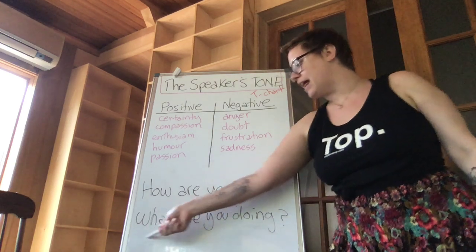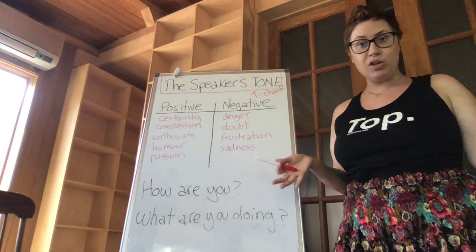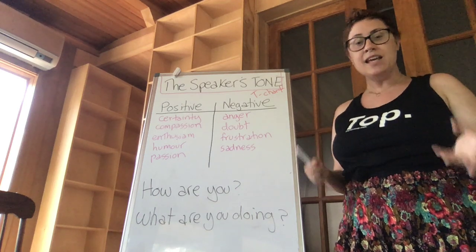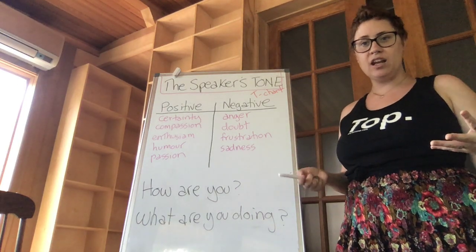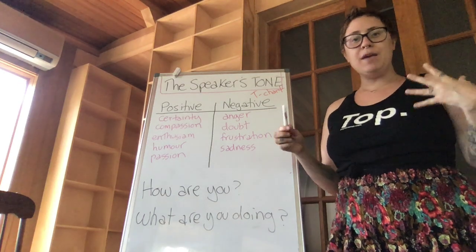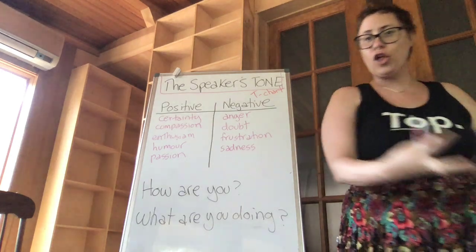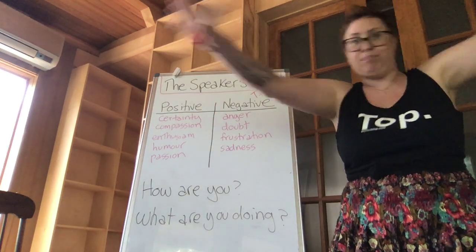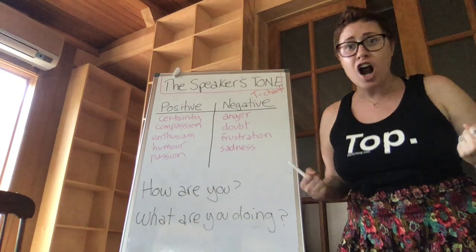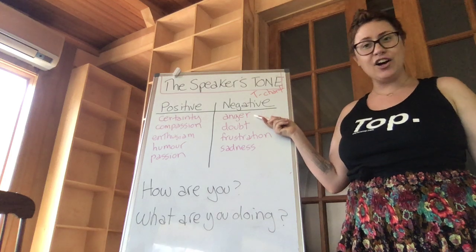So I want you to look at this example. What are you doing? Very simple sentence. But there are so many different ways to say this depending on the situation. So, for example, if you think about anger, maybe you walk into your kitchen and your dog has taken all the garbage and there is garbage everywhere in your kitchen. And you say, "What are you doing?" And that is with anger.